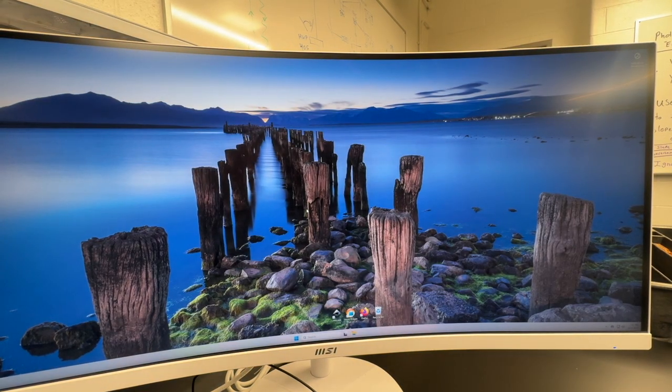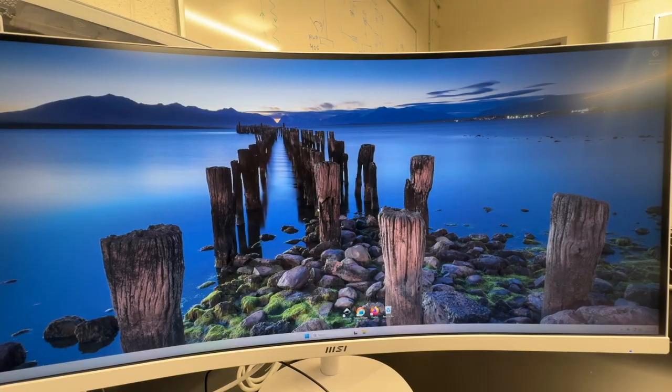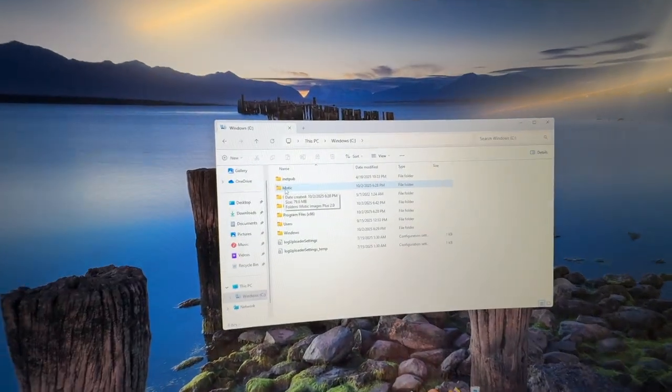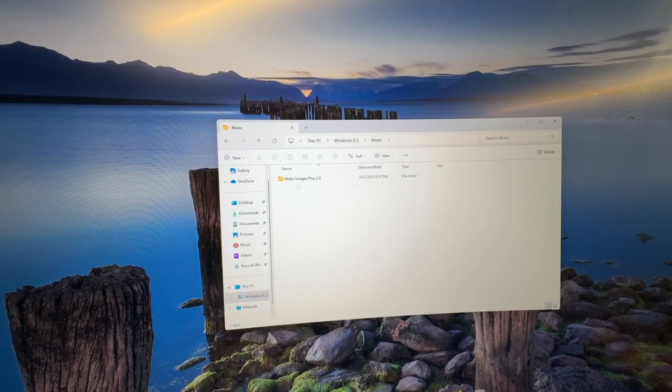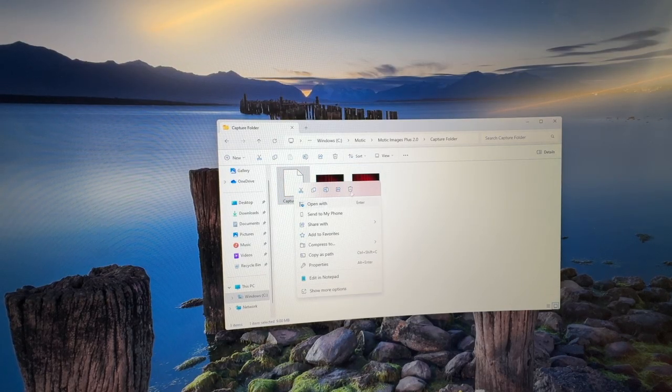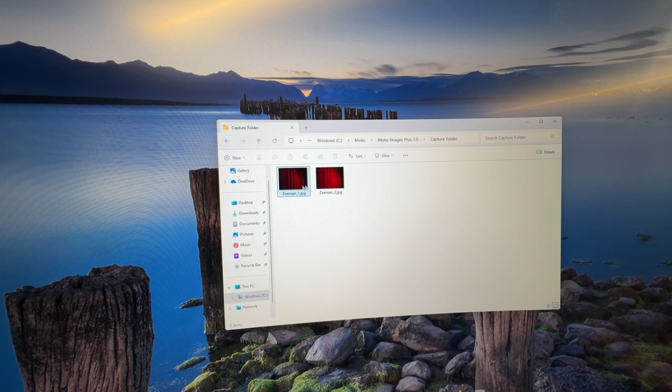Cool, okay. So we need to figure out where the heck these files are because they are buried. So we're gonna go first to File Explorer down here. Then we're gonna go to This PC, Windows, Modic, Capture folder. These can be deleted, don't need those. And here are our images.